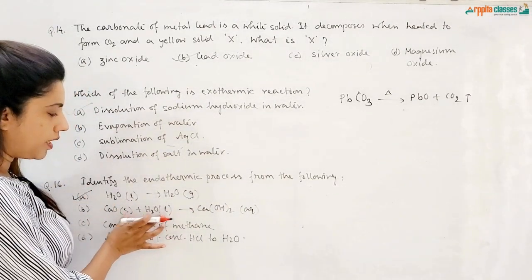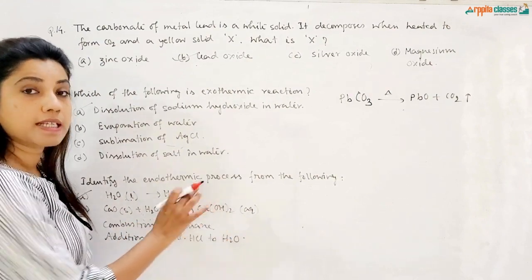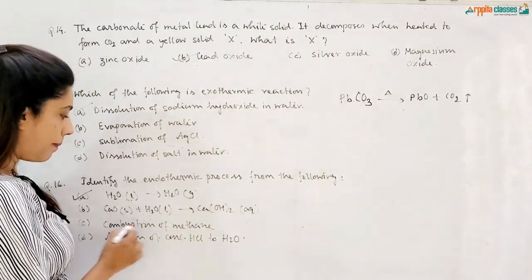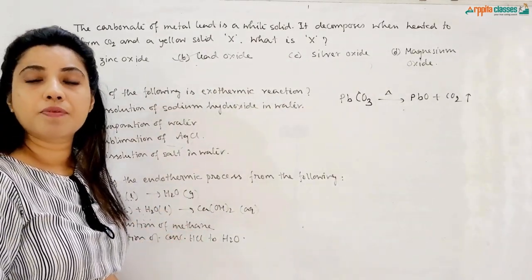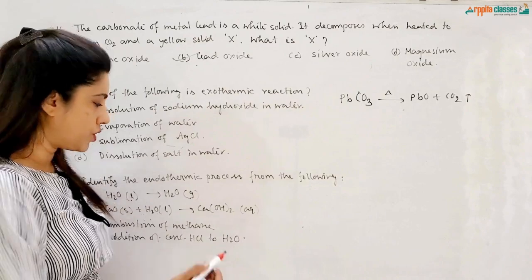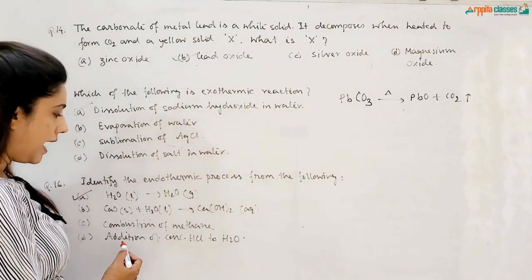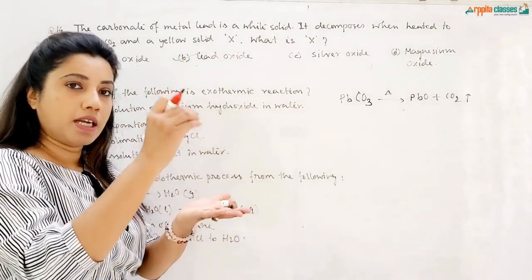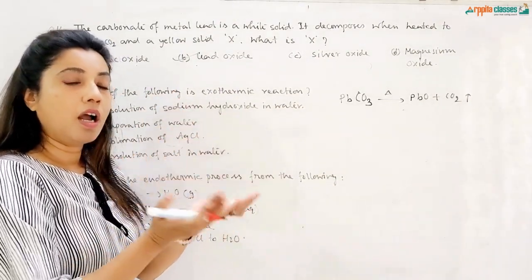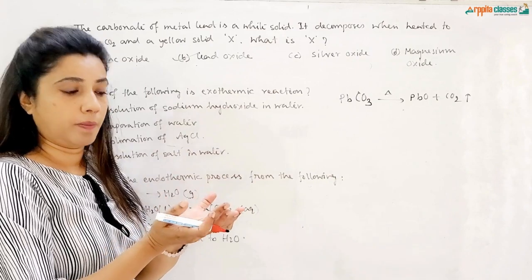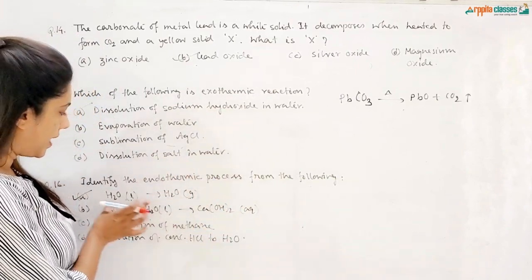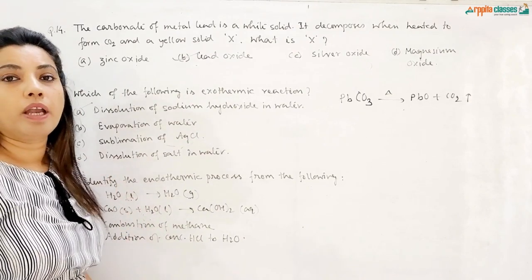Calcium oxide solid plus H2O will give you calcium hydroxide. This is an exothermic reaction because it gives out heat. Combustion of methane, combustion of anything gives a lot of heat and light energy. So this is also an exothermic process. Addition of concentrated HCl to H2O. Even when HCl is added to H2O, the outside of the test tube becomes warmer. So that means it is also an exothermic process. So the right option will be H2O liquid to H2O gas.